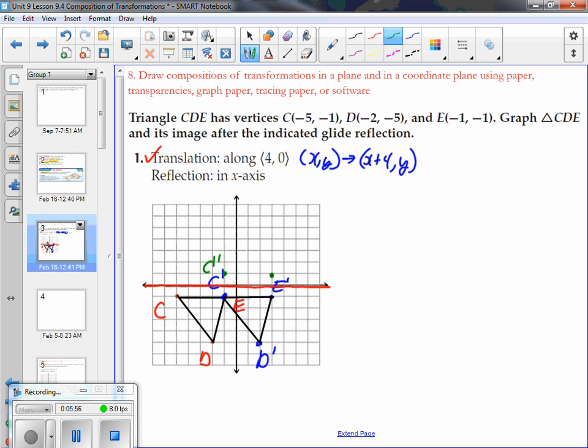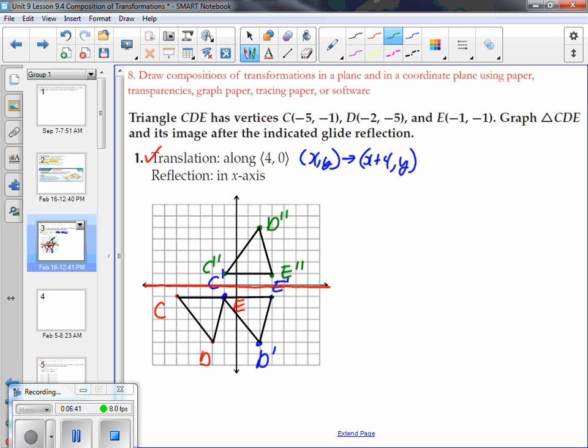E double prime will be one space above. But then D double prime, let's see, D prime is 1, 2, 3, 4, 5 spaces below. So D double prime goes straight up 1, 2, 3, 4, 5 spaces above. Then we use our straight edge one more time, and got to label D double prime, and that then is the result of that glide reflection. That's the result of our composition of transformation.